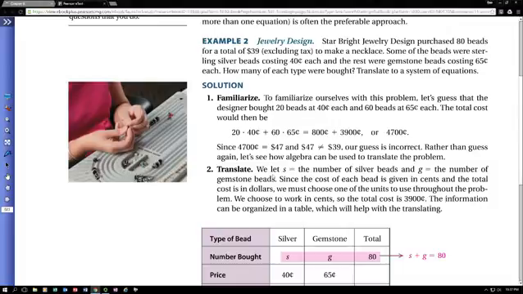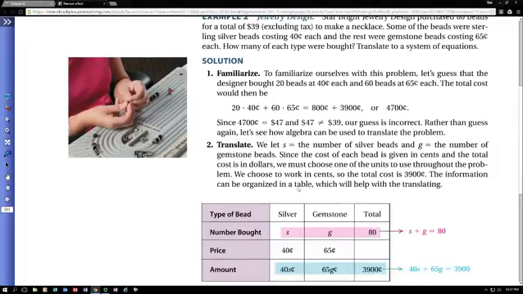So we want to translate again by, let's define our variables. Let's let S equal silver beads and G equal gemstone beads. Since the cost of each bead is given in cents, the total cost is in dollars. We must choose which unit we're going to use throughout the problem. That's another place where it's really easy to forget this. You've got numbers representing cents and some representing dollars, and you're going to come out with the wrong answer. So they choose to work in cents. So the total cost of this, which they told us is $39, we're going to represent as 3,900 cents.